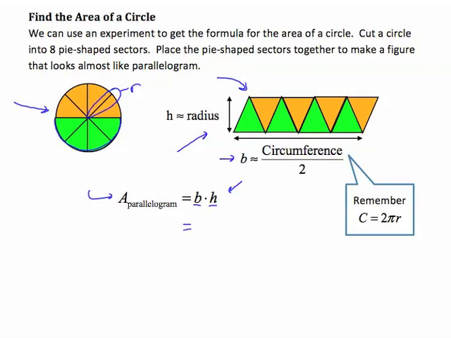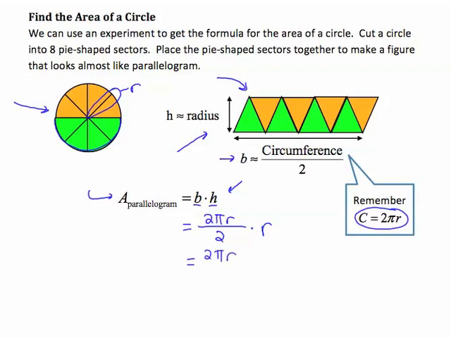So let's see. The base was the circumference divided by 2. Well, remember that the circumference over here is 2 pi r. So what we have for the base is we have this. We have 2 pi r, and we want to divide that by 2 because that was half the circumference. And now the height was just the radius of the circle, and so we're going to leave that at r. And so taking a look here, if we're simplifying this now, look, we have this common factor of 2.